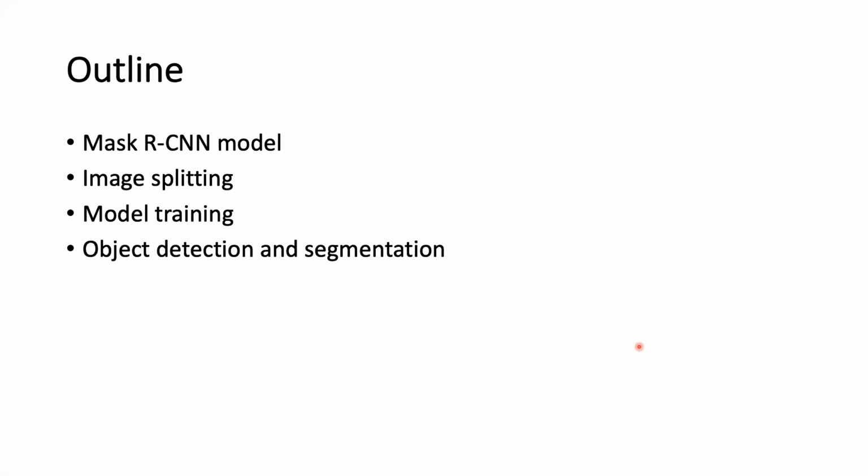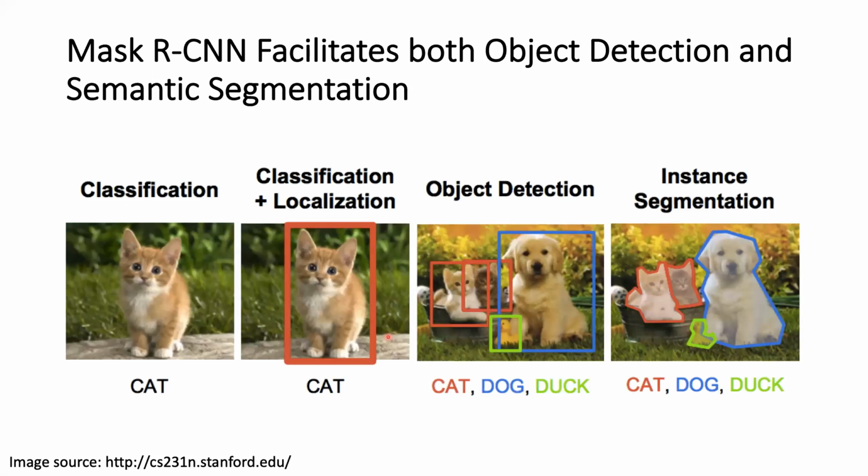And this is the outline of my presentation. To start with, I'll walk you through some basic ideas about the Mask RCNN model, and I will talk about the steps that we've been through to achieve the object detection and segmentation. Instead of showing you a very complex network architecture, here I just want to talk about what Mask RCNN can do.